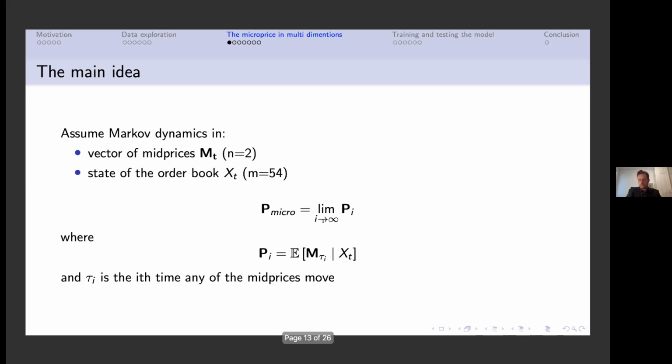And I'm going to do the same trick as before, which is to define the ith expected mid price. This time tau I is the ith time of any of the mid prices moving. One of the assumptions is that the two prices never move quite simultaneously; there's always one asset moving before the other. The definition is very much the same: we take the ith expected mid price at tau I and take the limit as I goes to infinity. Again, we're going to look for a condition that makes this converge.